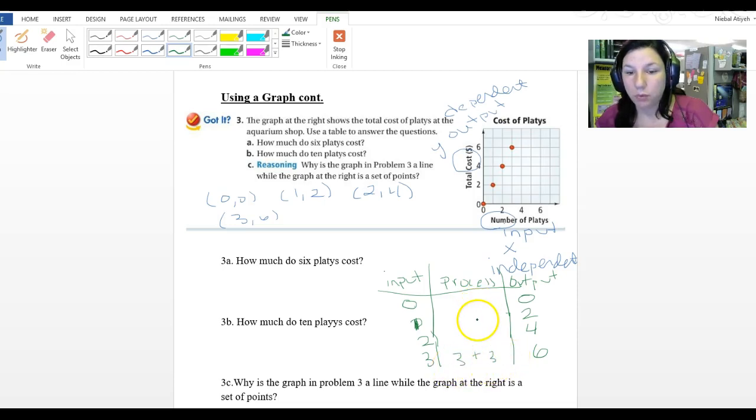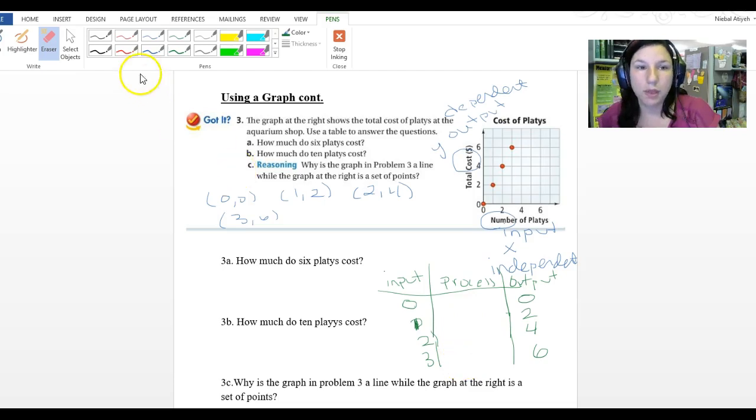And let's see if that pattern works for the other questions. So is 2 plus 3 4? No. Is 1 plus 3 2? No. So that pattern doesn't work, which is no big deal. Try another one. So what's another way to get from 3 to 6?